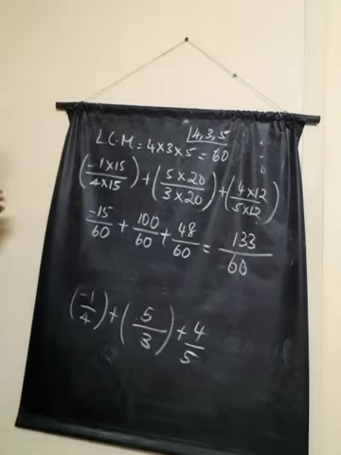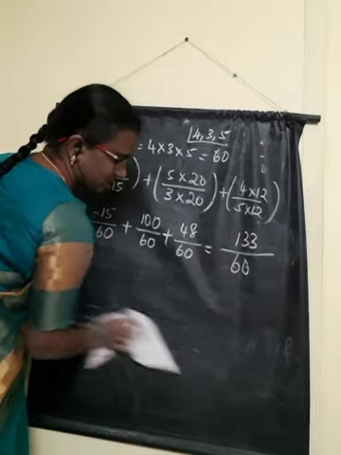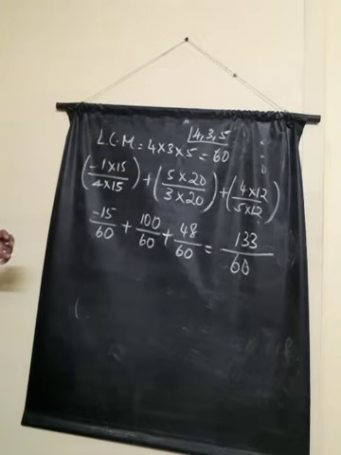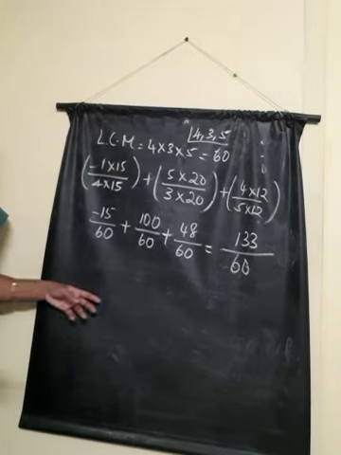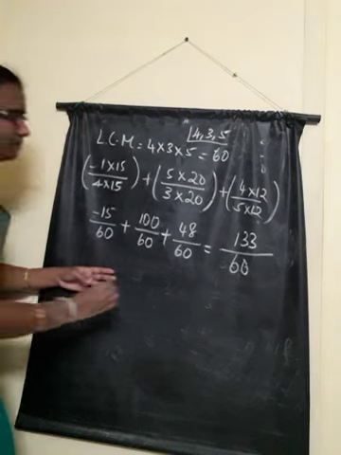It is an improper fraction. If you want to change it as a mixed fraction, you can do it. Otherwise, you just leave it as it is. So 133 by 60. Take it.